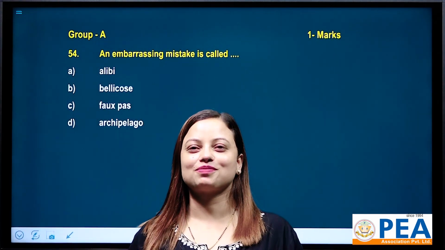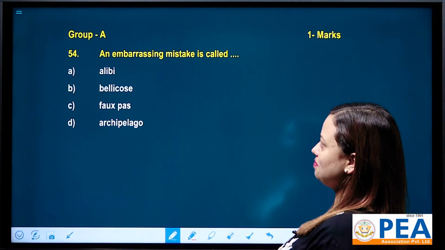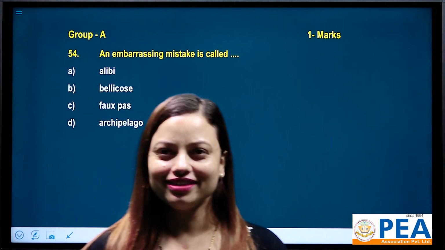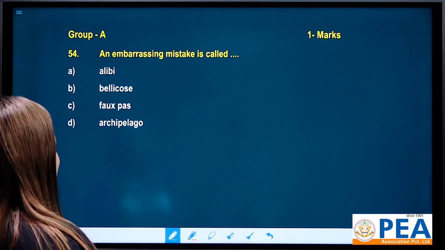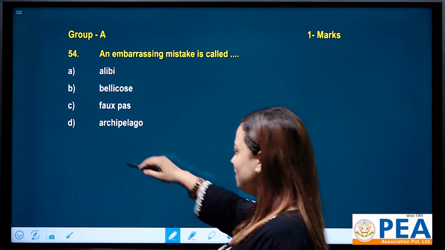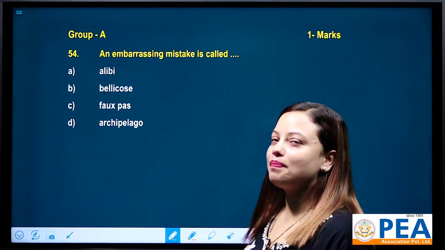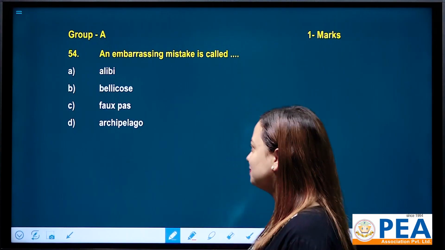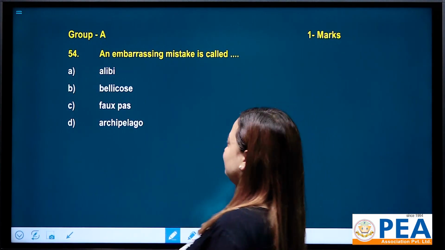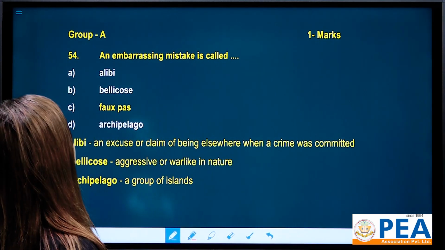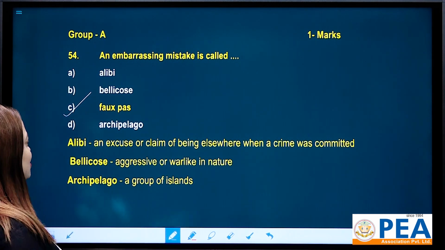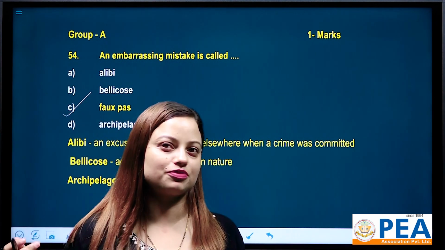Now this is the turn of question number 54. An embarrassing mistake is called alibi. Option number A, bellicose. Option number C, pawpaw. And option number D is archipelago. So what is called an embarrassing mistake? An embarrassing mistake is called faux pas. Actually, faux pas is the correct option for this one-word substitution.